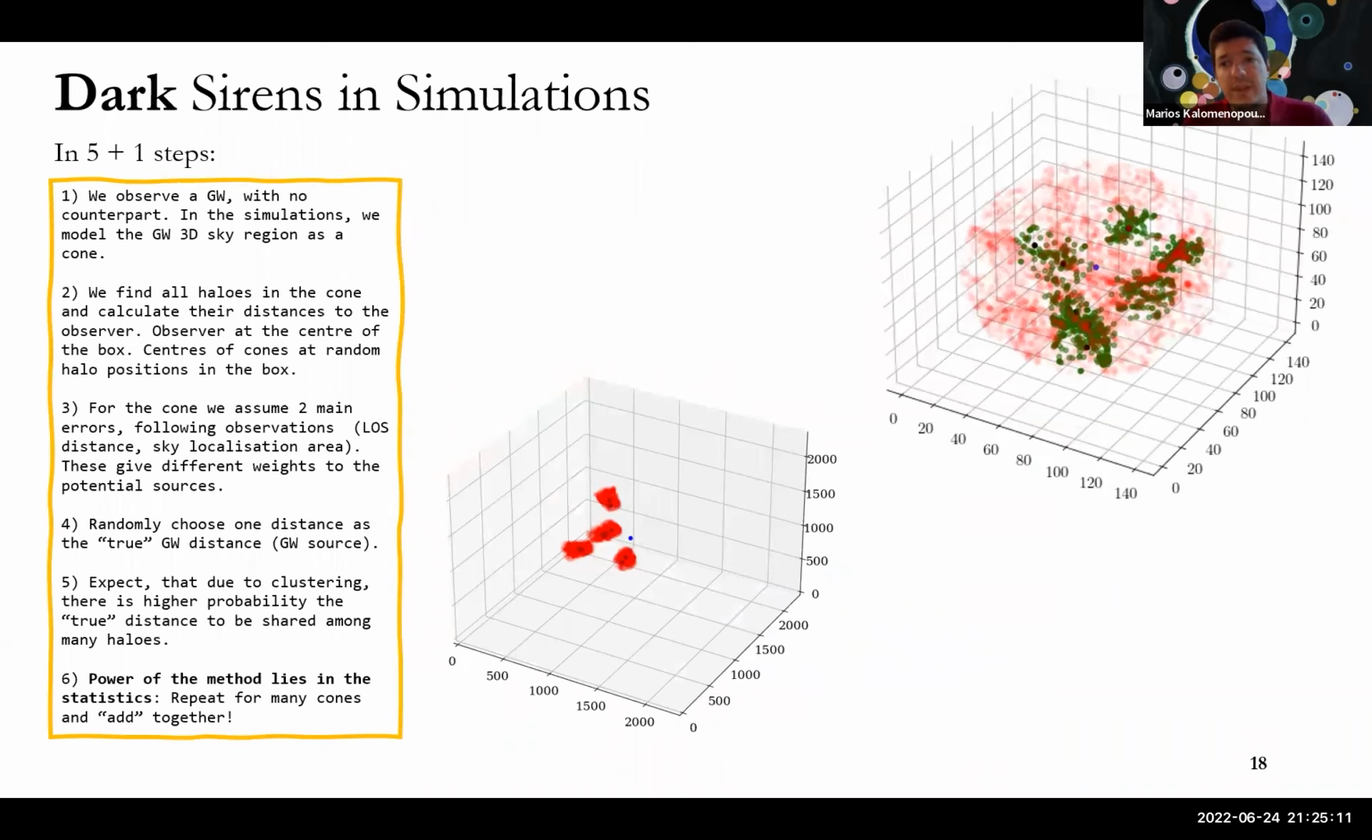Finally, the power of this method, of course, lies in the statistics. By combining many such cones cut from the simulation, you expect to build statistics and more or less converge to the one true value for the Hubble parameter.